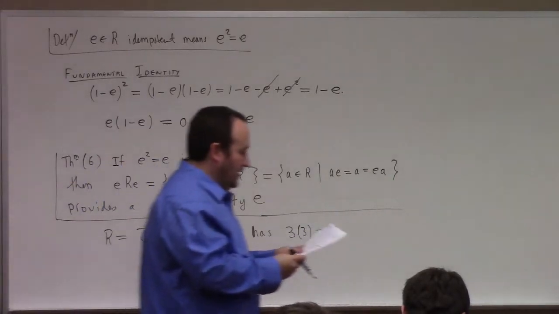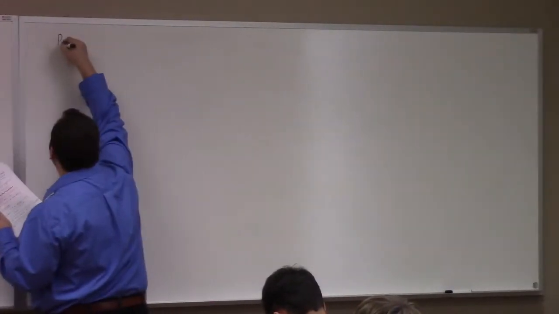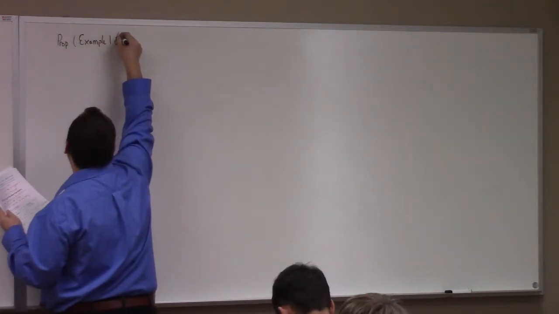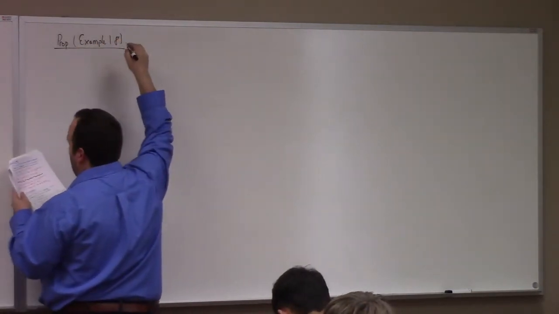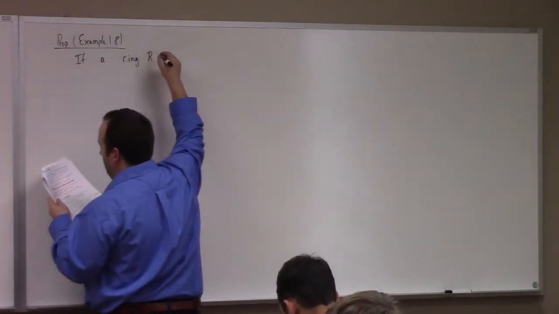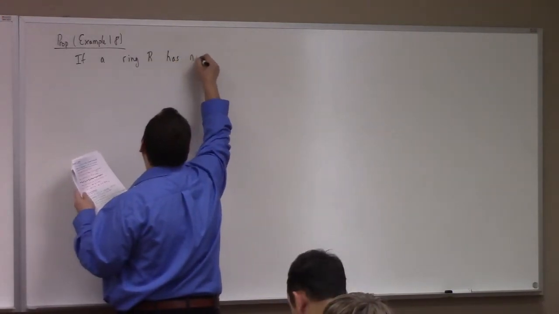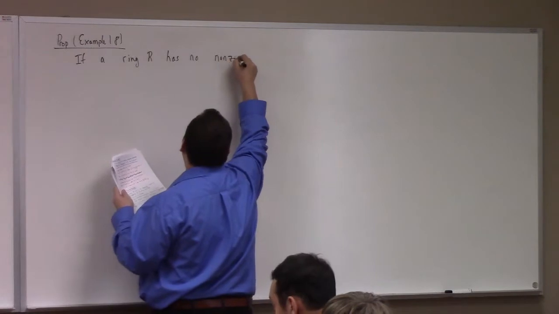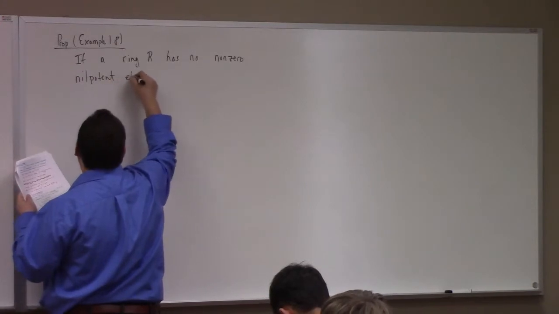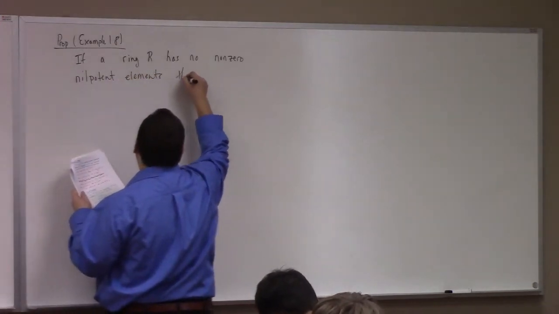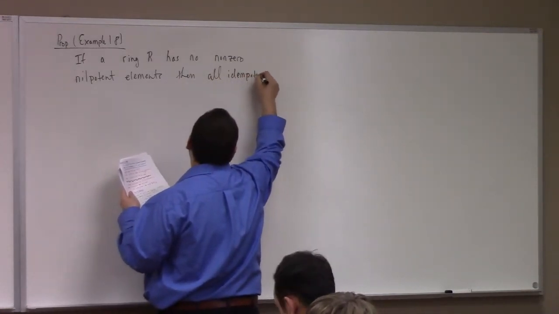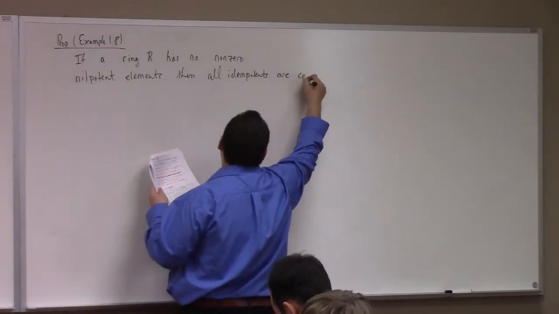Okay. Another little proposition I should share with you, aka example 18. And it says this: if a ring R has no non-zero nilpotent elements, then all idempotents are central.